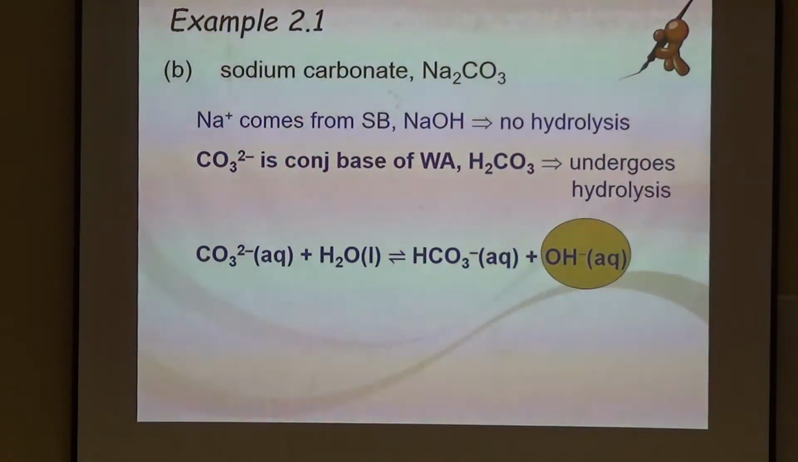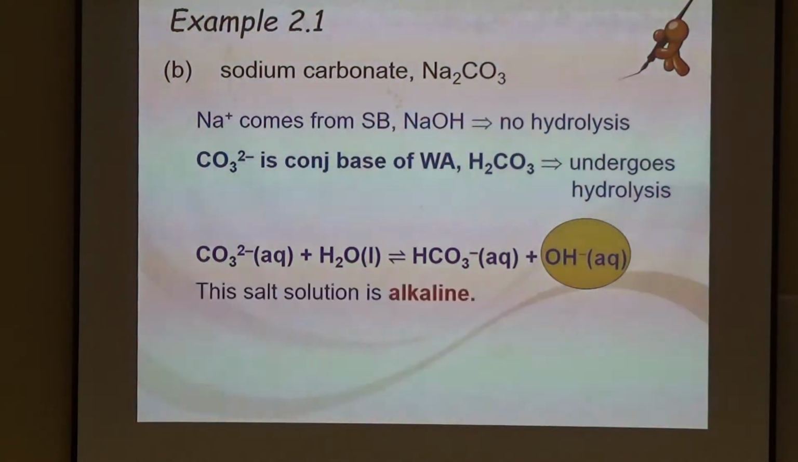You can get sodium carbonate at home if you have baking powder or baking soda. Baking soda is sodium hydrogen carbonate, so either one will work. If you put some water in it, you can taste it. It will taste very, very bitter, which is an indication that it's an alkaline substance. Okay, the salt solution is alkaline. Can I show you the next one?